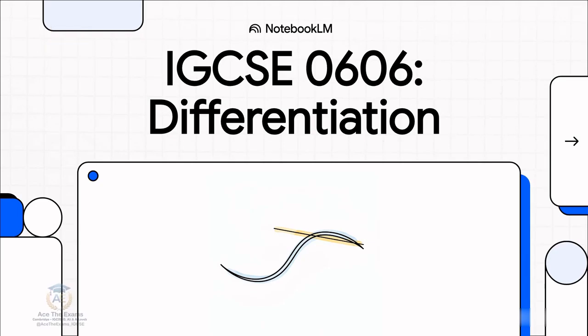5, 4, 3, 2, 1. You know that countdown? That's the exact number of marks standing between your current grade and the ultimate A-star boundary in your Cambridge IGCSE Additional Mathematics exam.